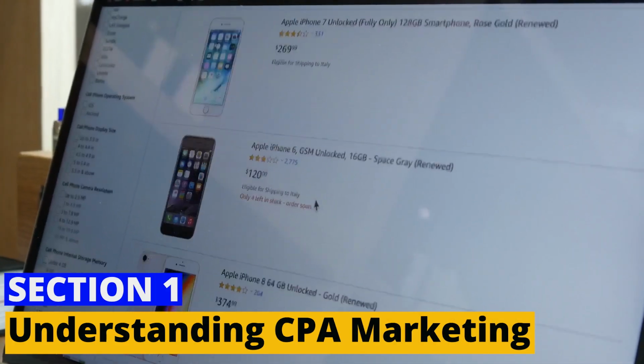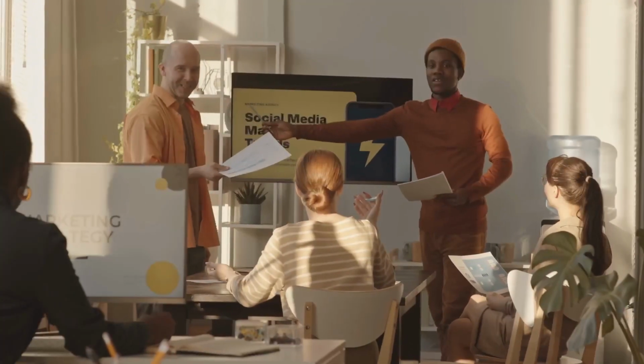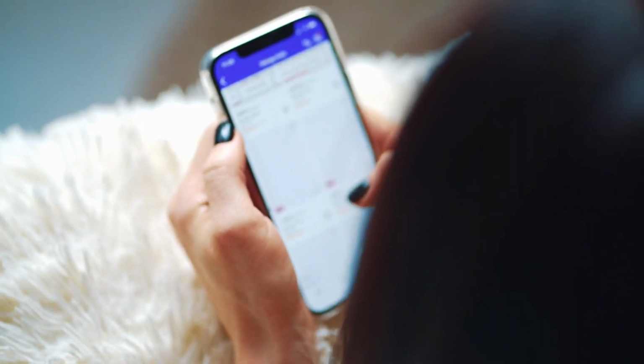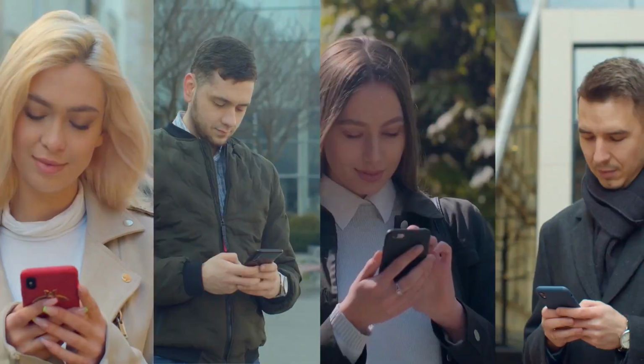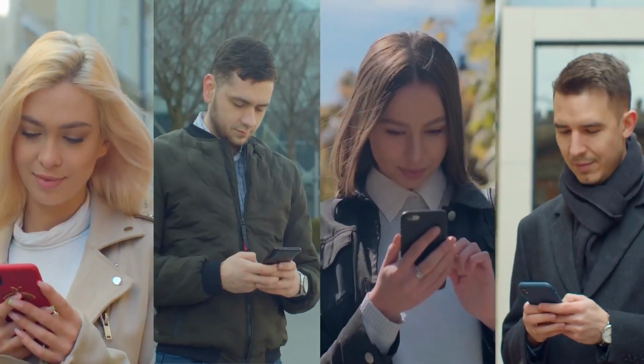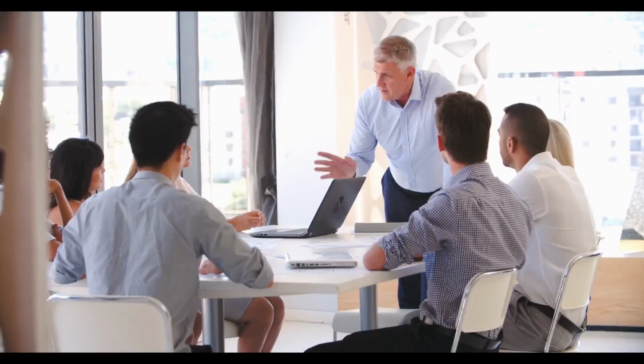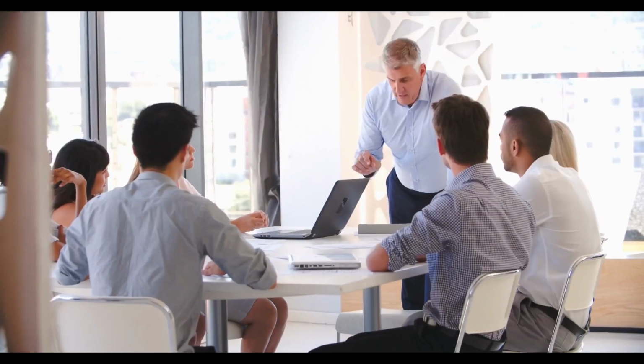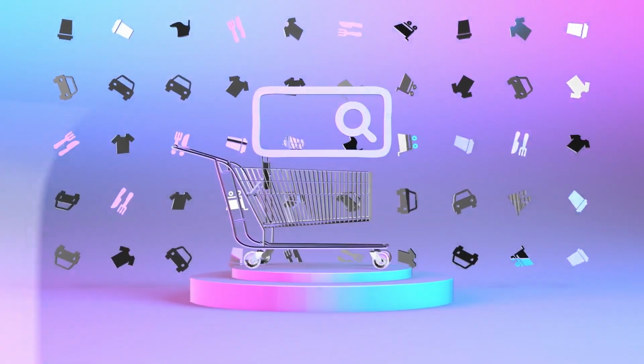Understanding CPA marketing. CPA stands for Cost Per Action. It's a type of affiliate marketing where advertisers pay for a specific action taken by a potential customer. The action can be anything from filling out a form, signing up for a trial, or making a purchase. It's a performance-based marketing strategy that's gaining popularity because it's mutually beneficial for both the advertiser and the marketer.